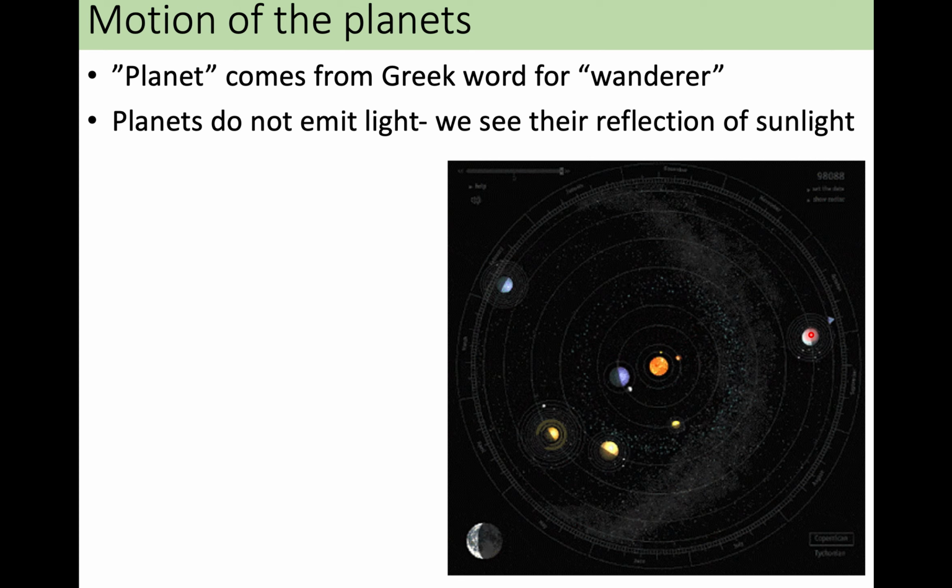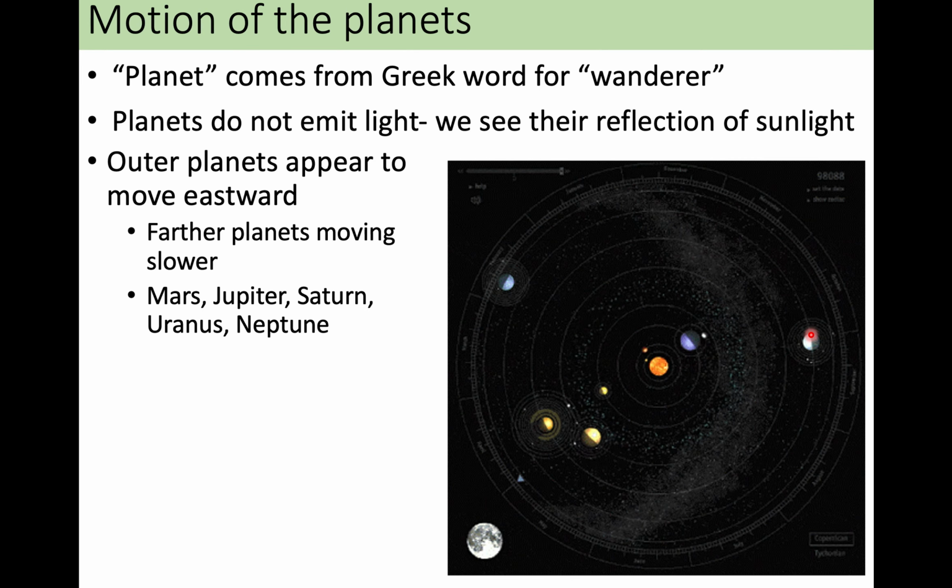So to start, the planets in our solar system are called planets because it comes from the Greek word for wanderer. So planets do not emit their own light. We're seeing their reflection of sunlight, similarly to how we see the moon. The planets are not emitting their own light the way that stars do. We're just seeing the reflection of the sun.